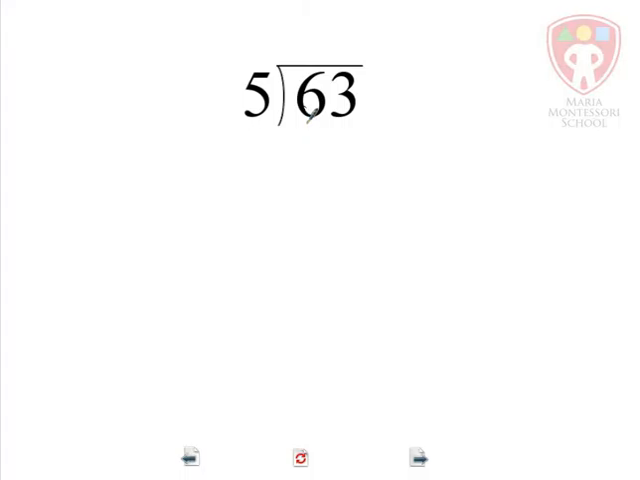How many 5s are there in 6? Well, the answer is 1. And what is the remainder? The remainder is also 1. So pause there and write that in your book. Please don't go ahead of me.